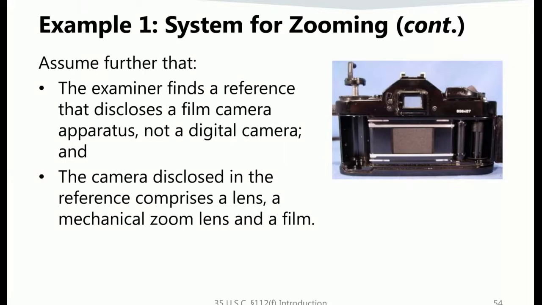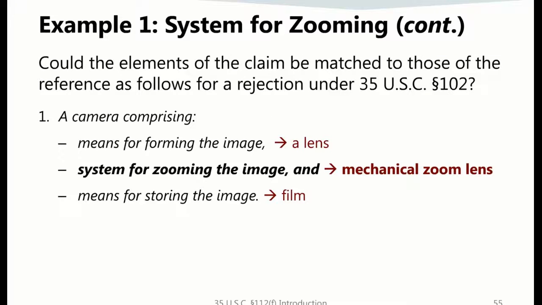Assume further that the examiner finds a reference that discloses a film camera apparatus, not a digital camera, and the camera in the reference comprises a lens, a mechanical zoom lens, and film. If the examiner can make a case that a mechanical zoom lens is an equivalent to a digital zoom processor, based on the application's specification, the prior art teachings found, the overall context of that limitation in the claim, etc., then the examiner may make that case. See the next few slides for factors to consider in deciding what is an equivalent.